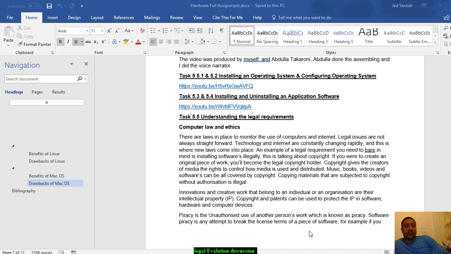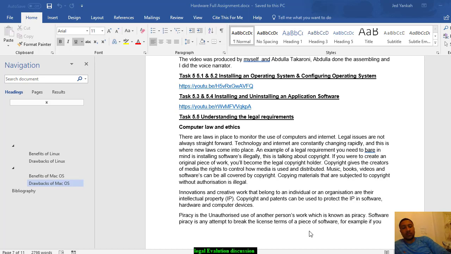This is an evaluation video on my understanding of the legal requirements of software. As I stated here, there are laws in place to monitor the use of computers and the internet. Legal issues are not always straightforward. Technology and the internet are constantly changing, which means new laws have to come into place.